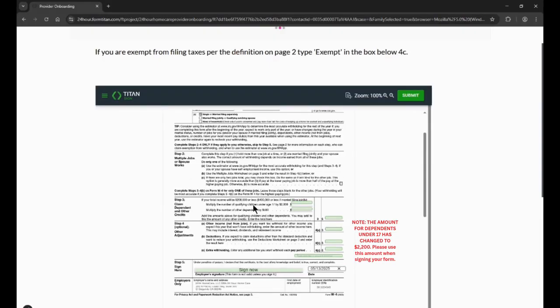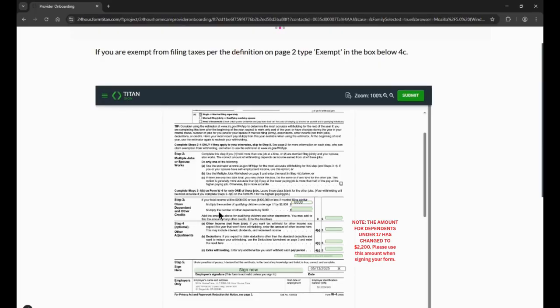If you have dependents under the age of 17, you will multiply that amount by 2,000. 0 is an acceptable answer if you have no dependents in this category. In my case, I have 3 dependents under 17, so 3 times 2,000 equals 6,000.